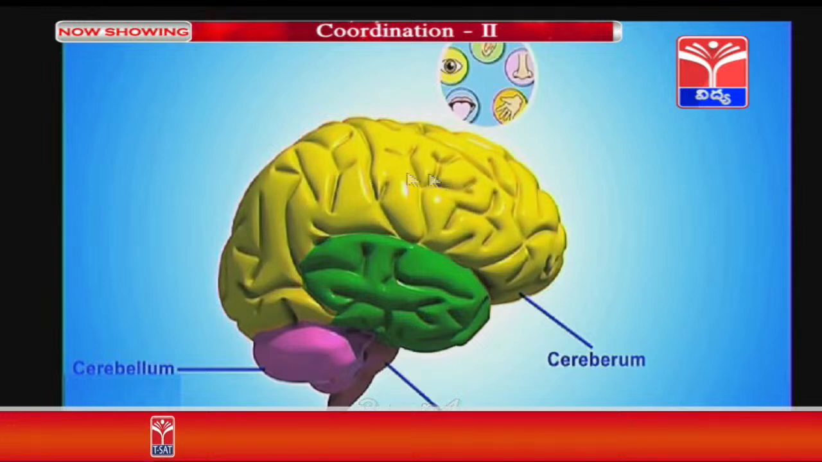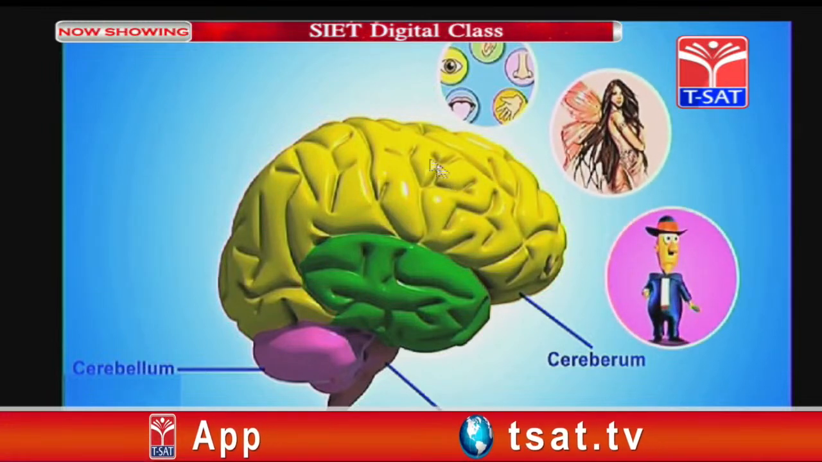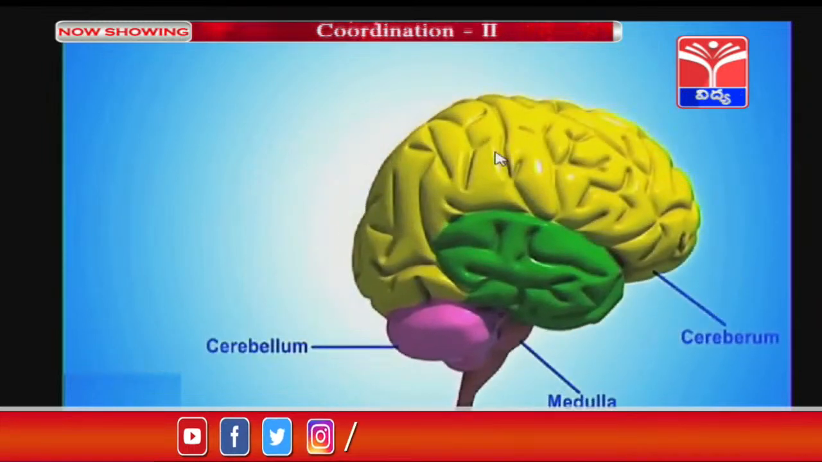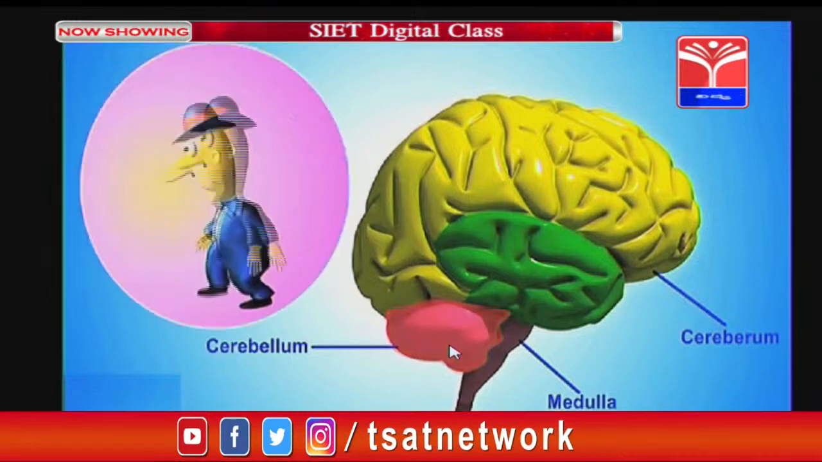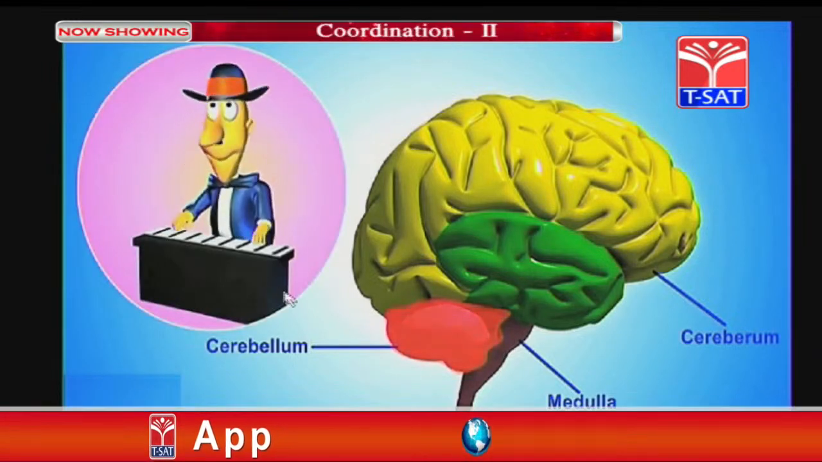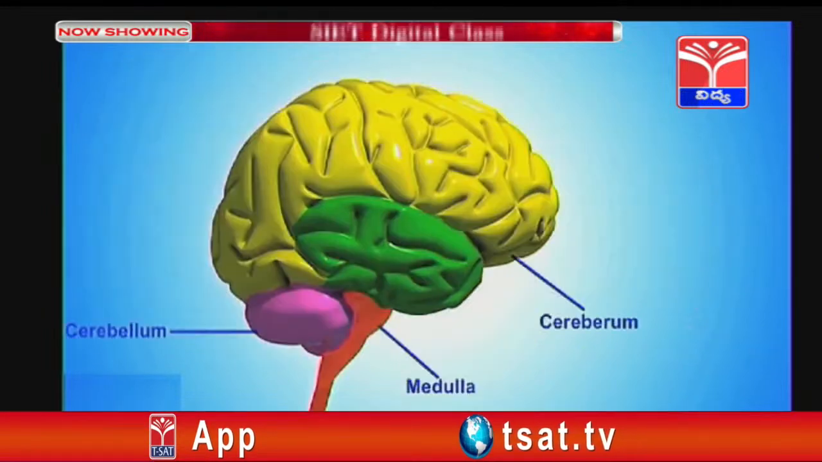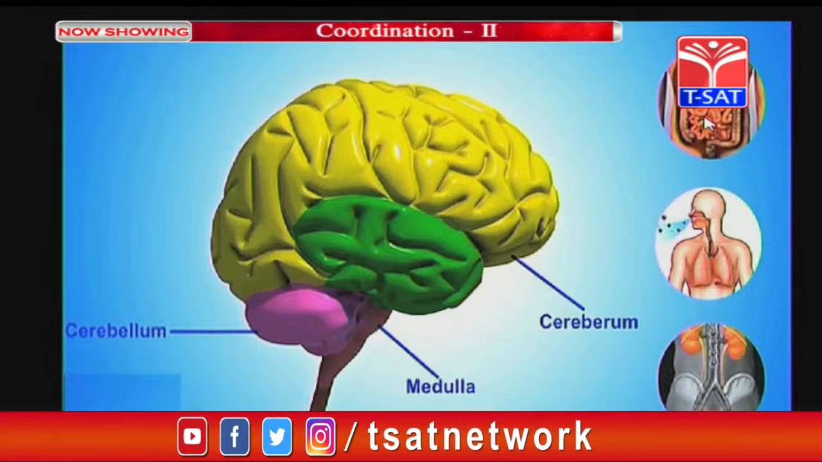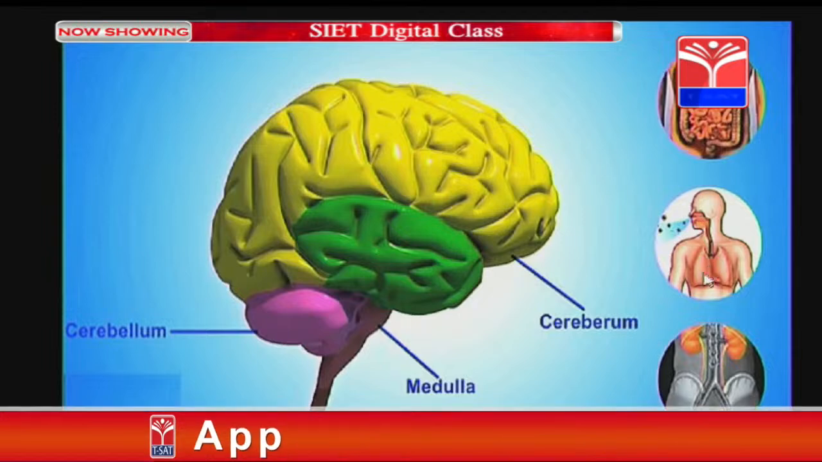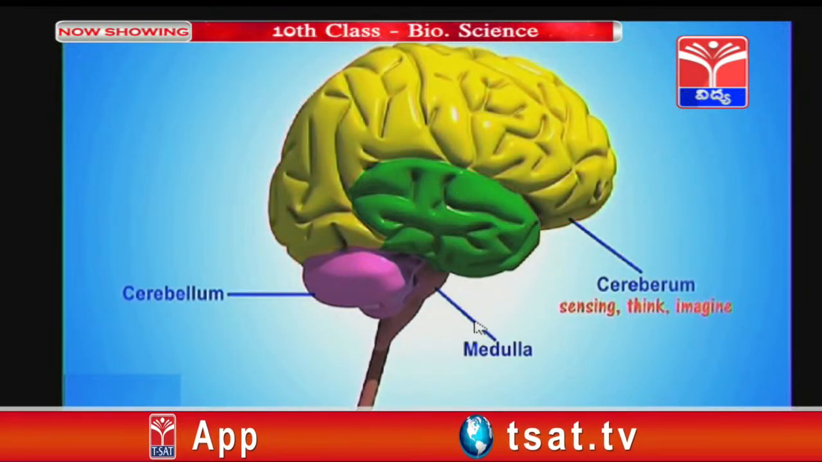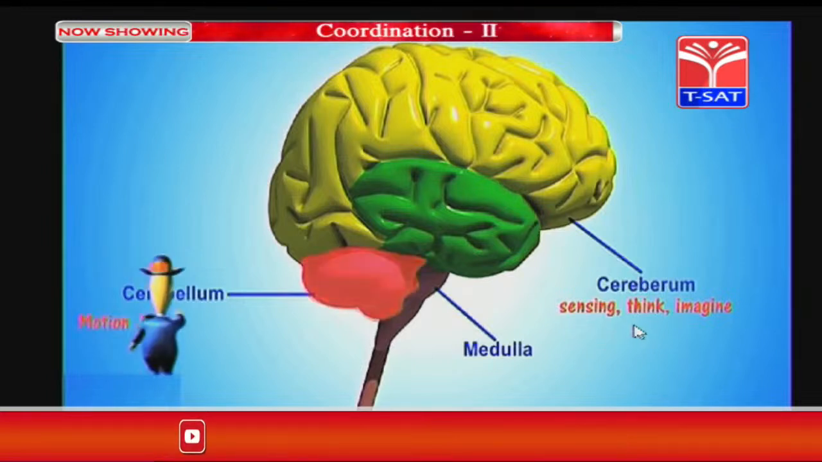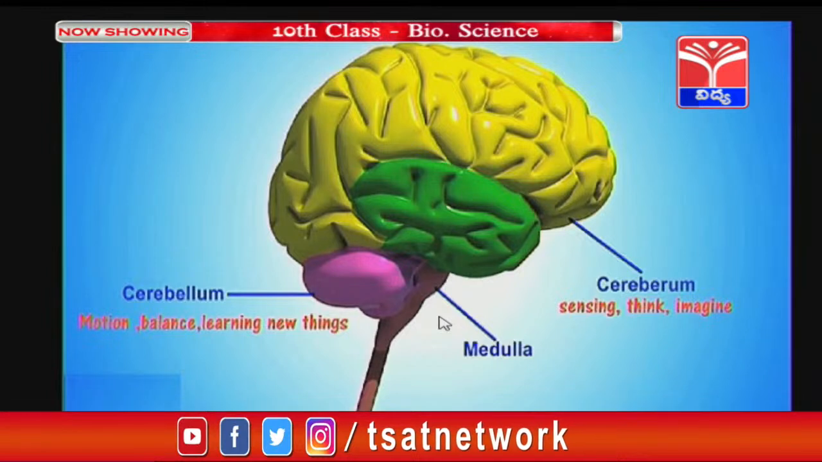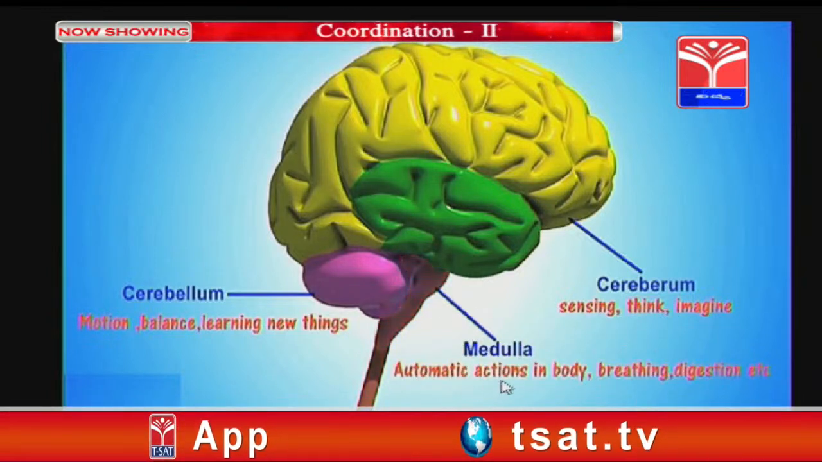Let us know the functions of the cerebrum. Cerebrum is the seat of mental abilities. It is the control of our senses, imagination, and it is the control of learning new things. The cerebellum is involved in the body's motion and learning new things, and the medulla controls and coordinates all involuntary functions such as the peristaltic movements of the digestive tract, the breathing, that is the respiratory movements. The cardiac center is under the control of medulla oblongata. Cerebrum: sensing, thinking, imagination; cerebellum: motion, balance, learning new things; and medulla oblongata is involved with automatic actions in the body, breathing, digestion, etc.